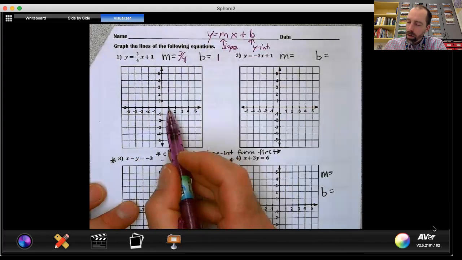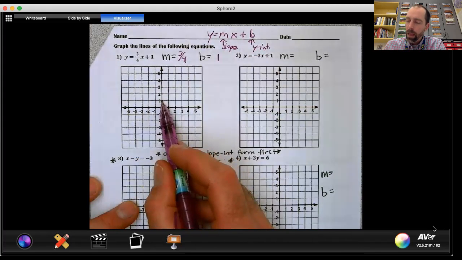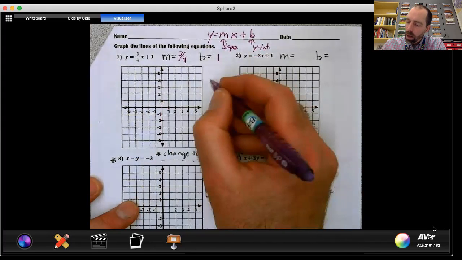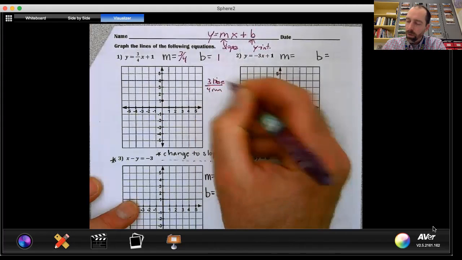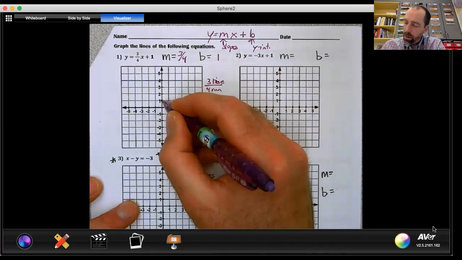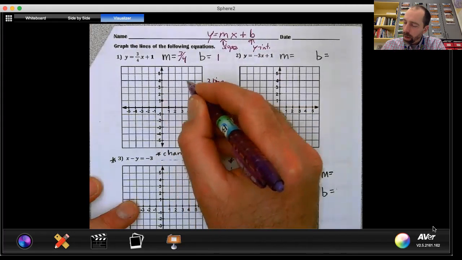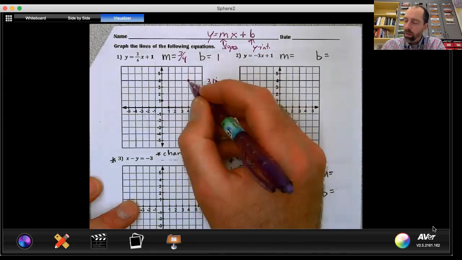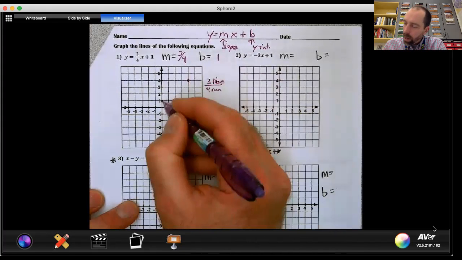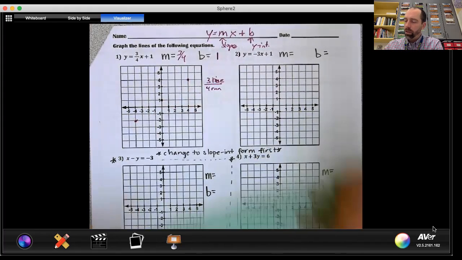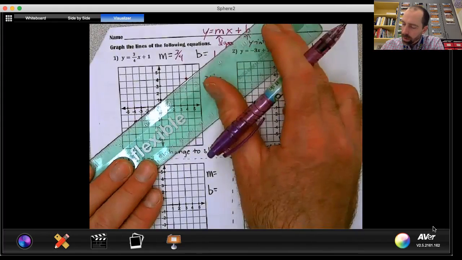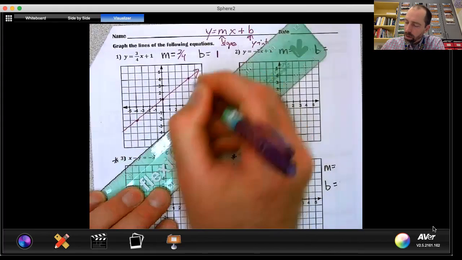We don't want to start here at (1, 0). That would be the x-intercept, which is sometimes a mistake students make. So we want to start here, and since our slope is 3/4, I like to think of that as a rise of 3 and a run of 4. From this point, we rise 3, 1, 2, 3, run 4, put a dot. Now we don't have a lot of room to graph any more points. We can go backwards, down 3 and to the left 4. Then we take our straight edge and connect those dots. That's all there is to it, and there's our nice little line.